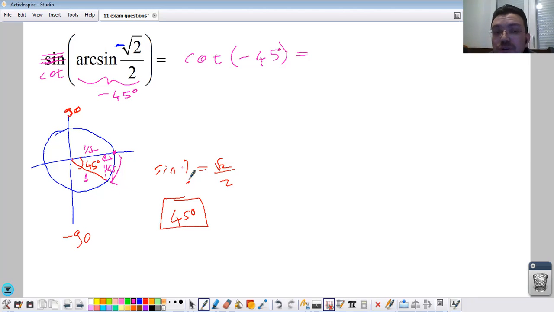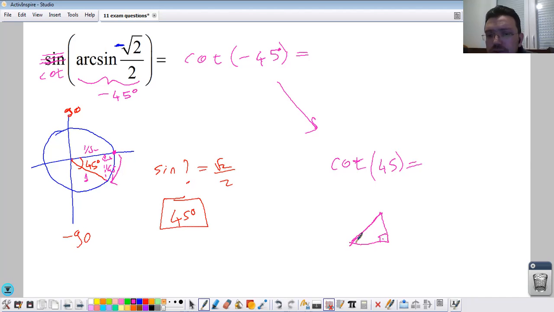You can also solve it with the related angle idea. Firstly, forget about this minus. What is cotangent 45? Adjacent over hypotenuse, when it's 45 degree. Remember the special triangle? 45, 45, and a square root 2. What is cotangent 45? It is 1, A over A, which is 1.